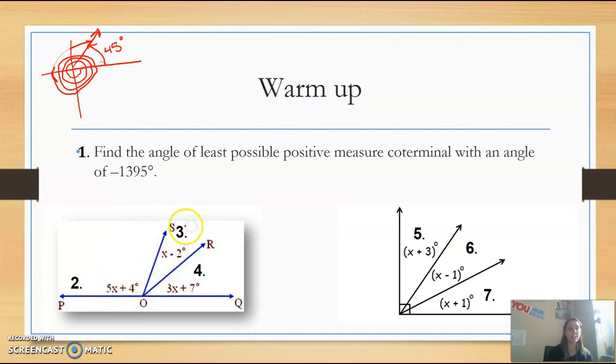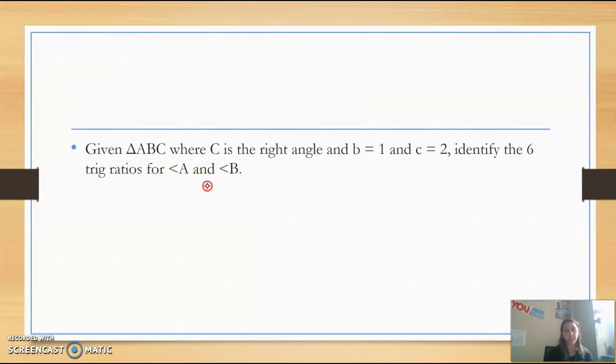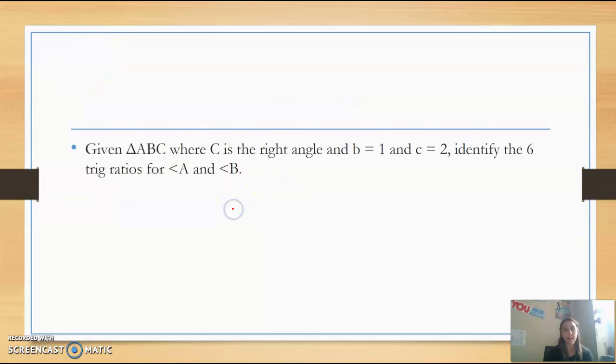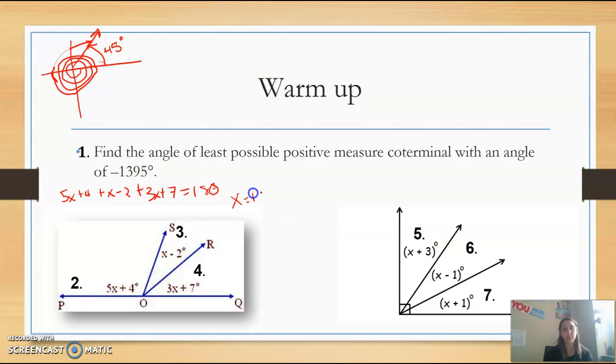Now to do this one, you just add these all up and set them equal to 180. So you get 5x plus 4 plus x minus 2 plus 3x plus 7, and that's going to equal 180. You combine your like terms, and you end up with x equal to 19, which means this is going to be 99 degrees, because 5 times 19 plus 4 is 99. And then 19 minus 2 is 17 degrees.